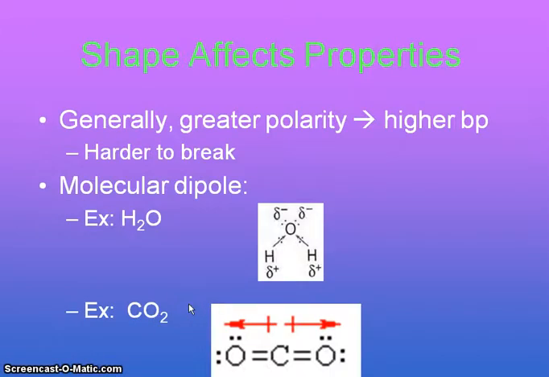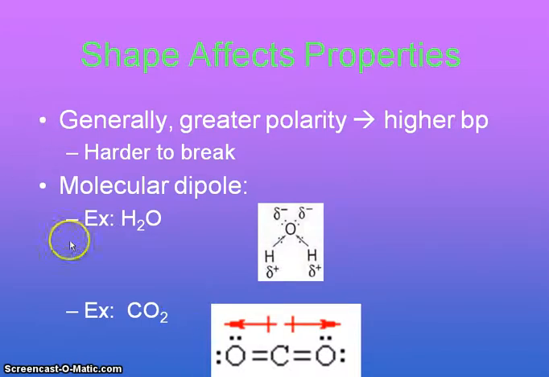The last thing with shape is that the shape can affect different properties that the element has, or that the molecule has. In general, the greater the polarity of the molecule, the harder it's going to be to break, so it'll have higher melting and boiling points.